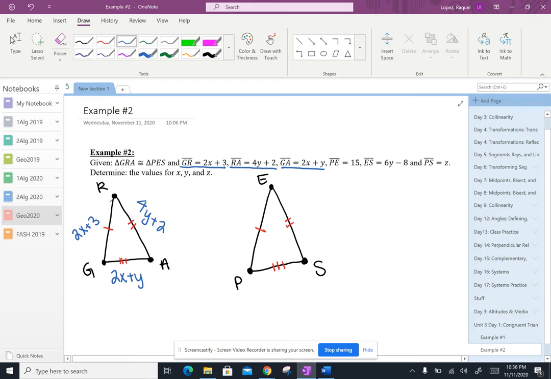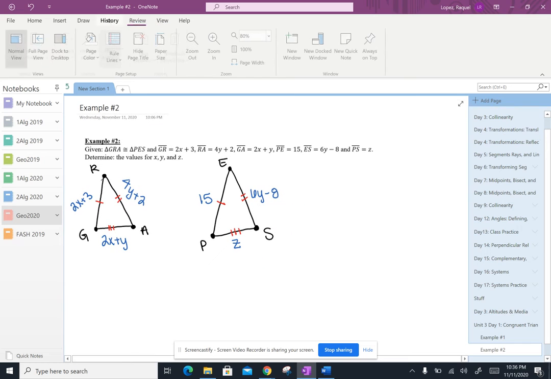So I'm going to label that side. They tell me PE is 15. They tell me ES is 6y minus 8. And finally, they tell us that PS equals Z. Okay, so now I've got my triangles labeled. I can start solving for all of my variables. Since I've got 3 different variables, some of us might think that we want to use a system to solve this. We can set up a couple equations that would help us start solving for these letters.